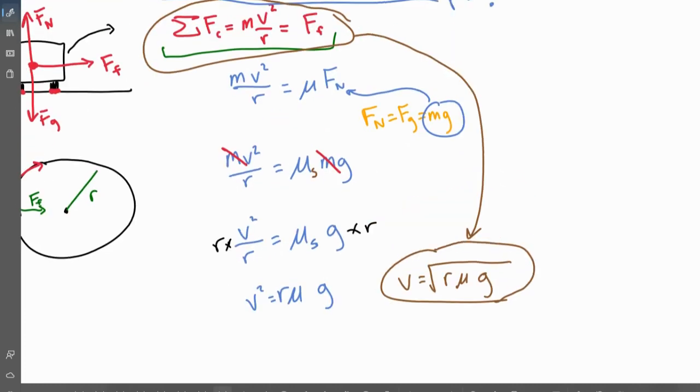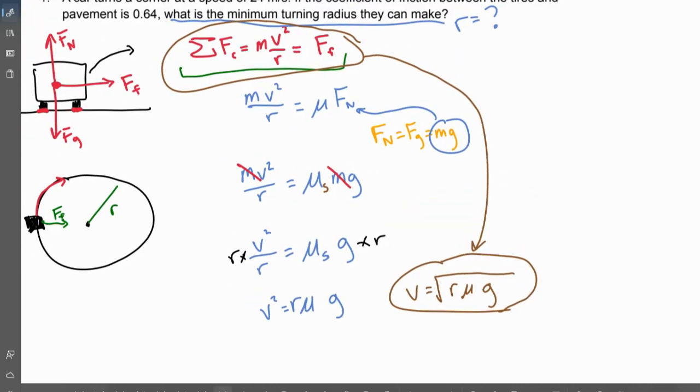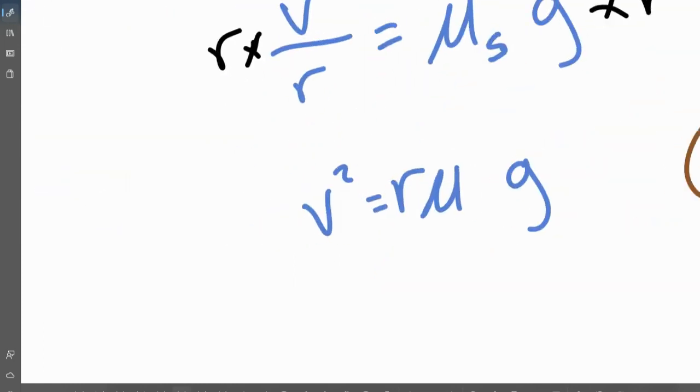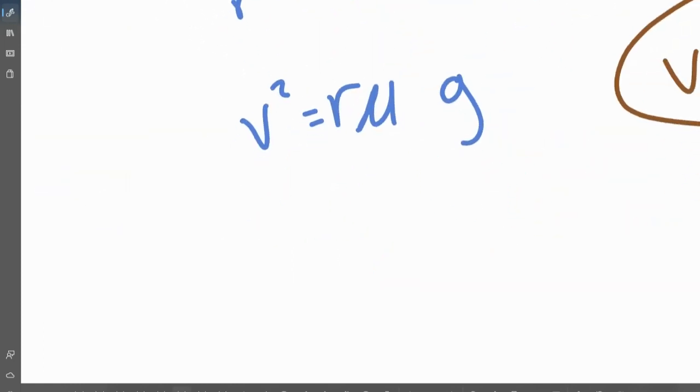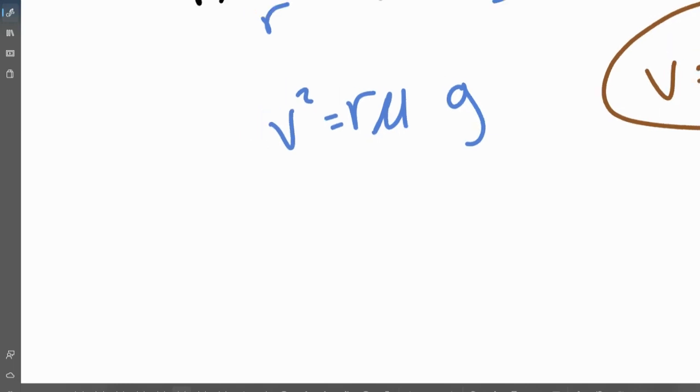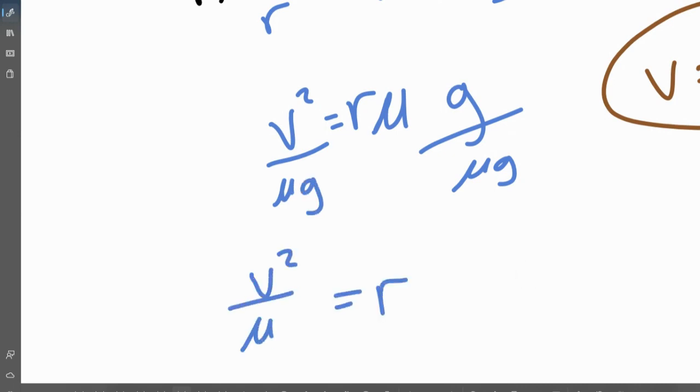Okay. But this problem I'm asking you about r. I'm asking about the radius. So when we get to here, instead of solving for velocity, we're going to solve for radius, which means dividing by mu g. So our radius is going to be v squared over mu g.